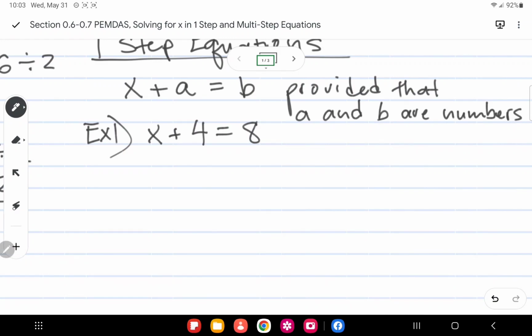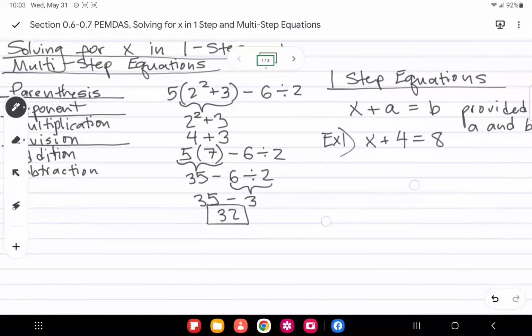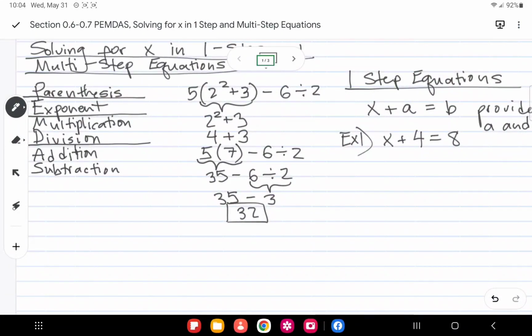Now, let's go over to PEMDAS. No parentheses, no exponent, no multiplication, no division. We do have addition, however. You see this? Plus 4, that is an addition. The main thing we're going to focus on is the x. So what is going on with the x? We can see that 4 is being added to the x.